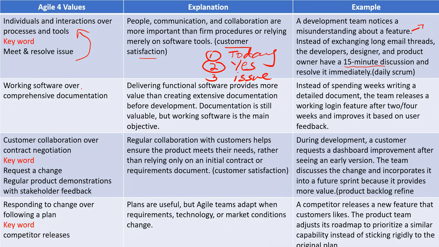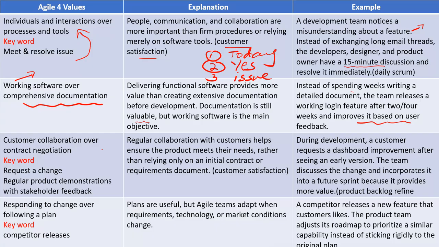Second is working software over comprehensive documentation. Documentation is still valuable, but in agile we now have to give more focus on working software compared to documentation. Delivering functional software provides more value than creating extensive documentation before development. Instead of spending weeks writing detailed documentation, the team releases a working login feature after 2 or 4 weeks and improves it based on the customer or user feedback.